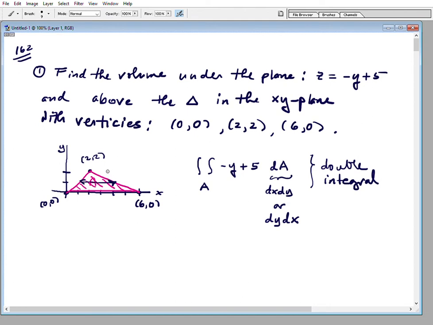So let's write our equations for these lines. This is the line y equal x. We can see the slope is 1 and it goes through 0, 0. This one, let's look at the slope. This is above 2 here. If we go from this point to this point, we're going to go down 2 and right 4. So that's minus 2 over 4, or slope minus 1/2.